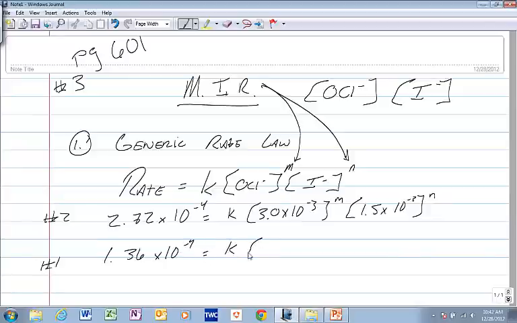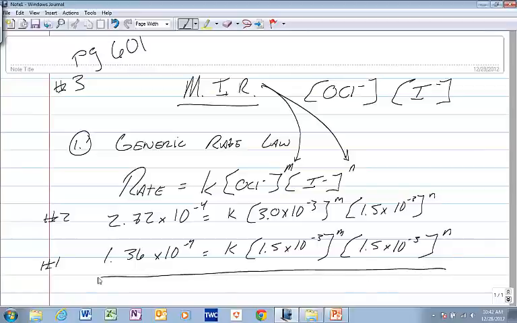Again, that equals K. Now here's where our concentration of the hypochlorite ion changed, and if you're confused, just follow along here in the book. I'm simply plugging and chugging the information from the book. And again, they held our iodide ion constant. Now I want to show you what this allows us to do. We are dividing these things.